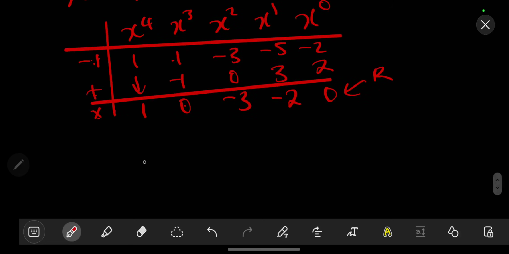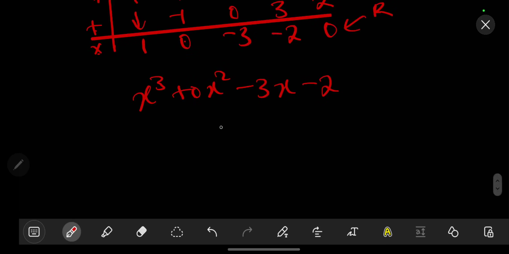So this equation becomes x to the power of 3, then we have plus our 0x squared, then we have minus our 3x, so the power reduces by 1, then we have minus our 2 like that. Then what we are going to do is let's try again the negative 1.